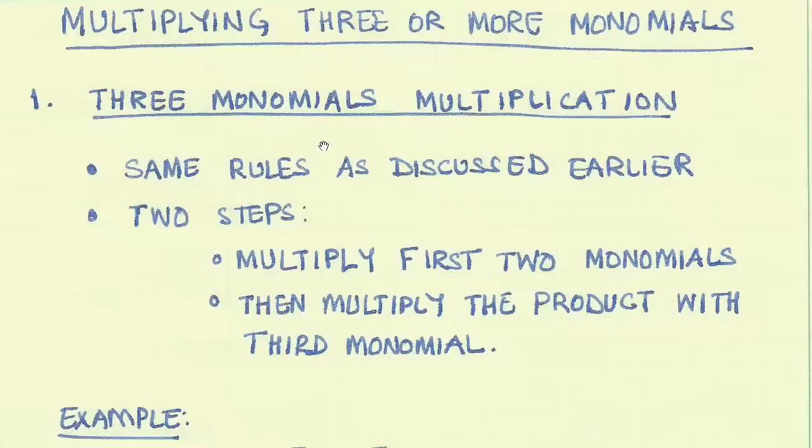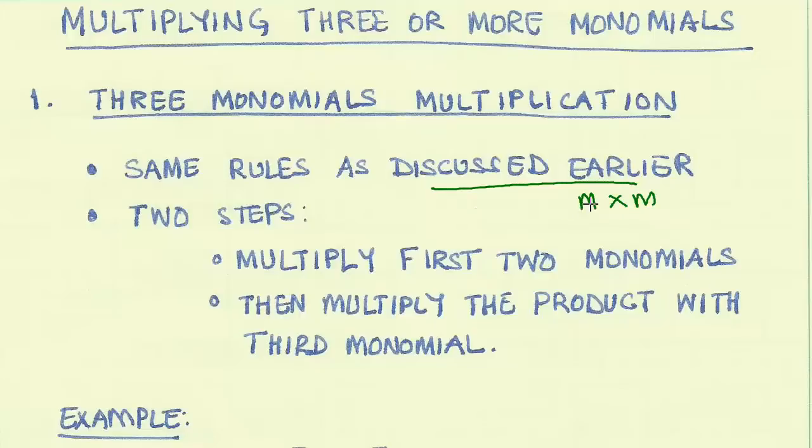Okay, so now let us continue our discussion further and see how we multiply three or more monomials together. Now remember, the monomial by monomial multiplication was very important. So for multiplying three monomials, we follow the same rules as we discussed earlier for multiplying one monomial by another monomial, and m stands for monomial here.